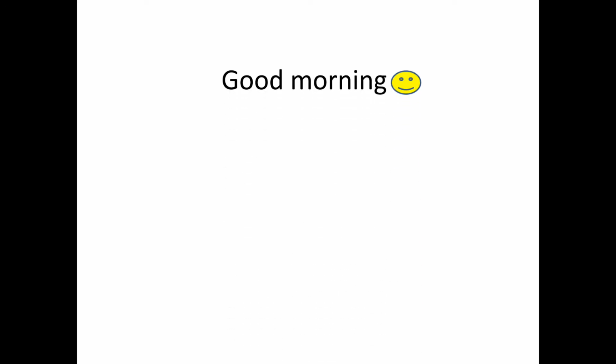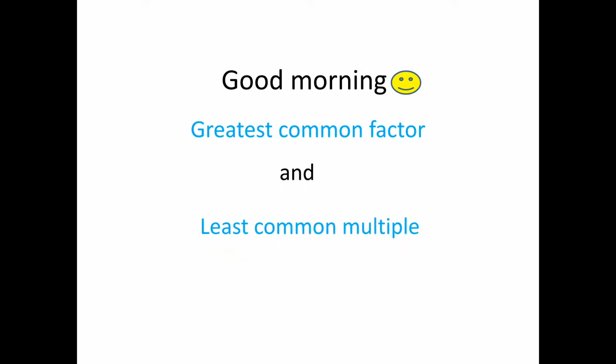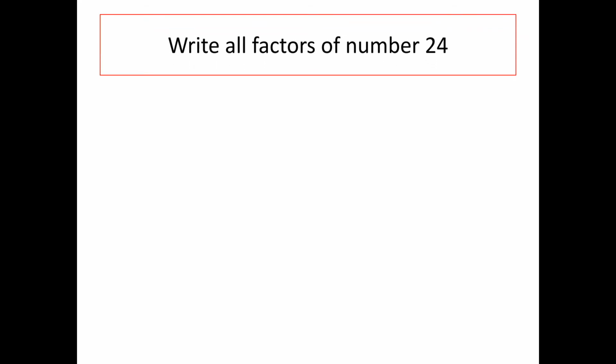Good morning. Today we are going to learn how to get the greatest common factor and the least common multiple. Let's remember together how to get factors of any number. If you want to get all factors of any number, you are going to think about all numbers that when you multiply them by each other, the answer is going to be the number that you have.